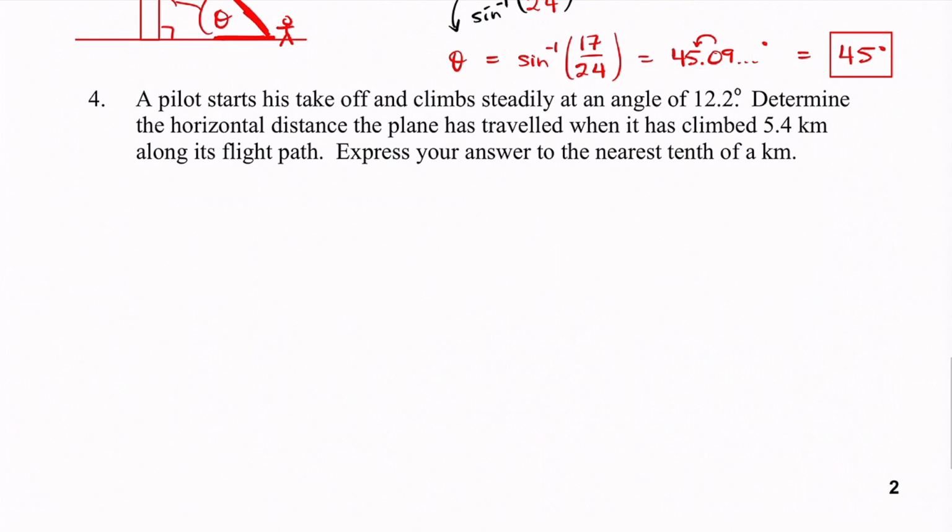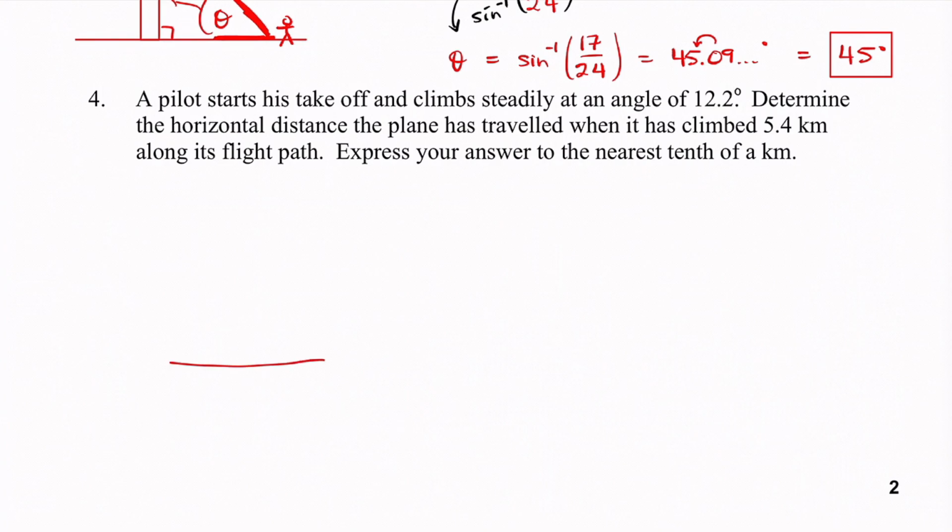Number 4 says a pilot starts his takeoff and climbs steadily at an angle of 12.2 degrees. Determine the horizontal distance, so that's left to right, the plane has traveled when it has climbed 5.4 kilometers along its flight path. Express your answer to the nearest tenth of a kilometer. So this one's telling us what we got to round to. So first, let's start with our picture.